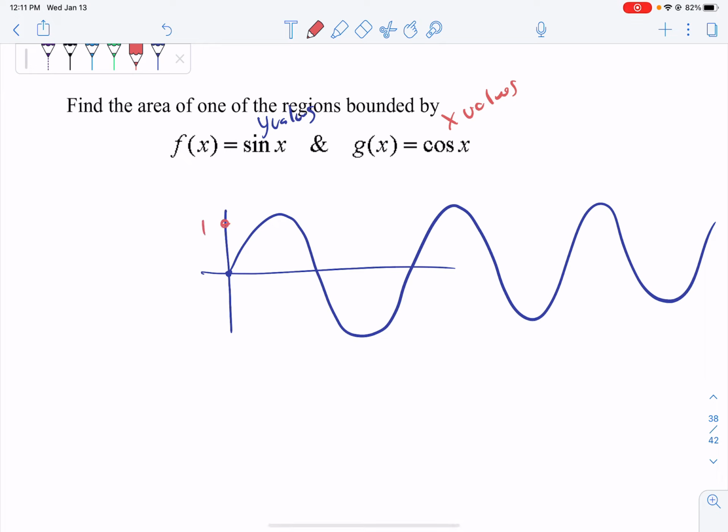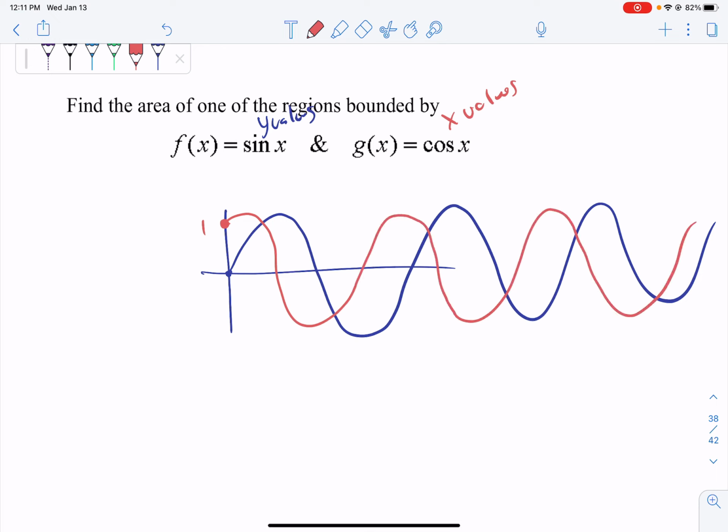So my cosine value starts up at 1, and it follows the same pattern. It's a little bit ahead of my other graph. So what it's asking us to find is the area between two of these curves, okay? Now, in this case, my sine of x is on top. My cosine of x is the one on the bottom.